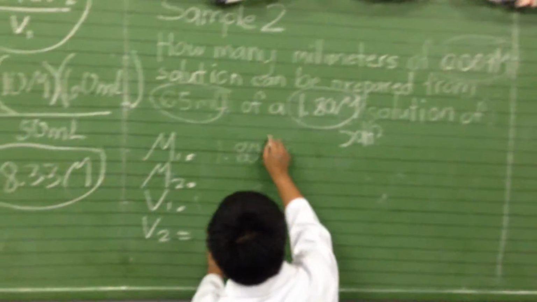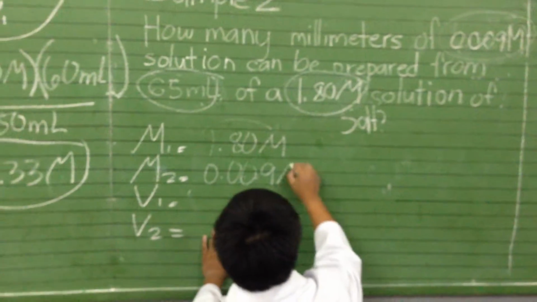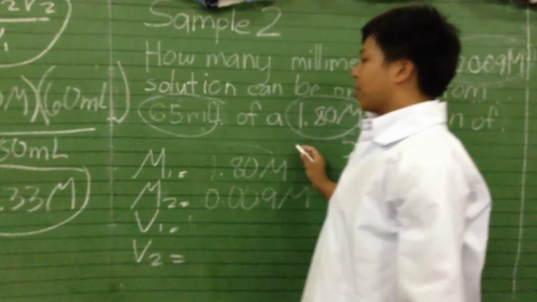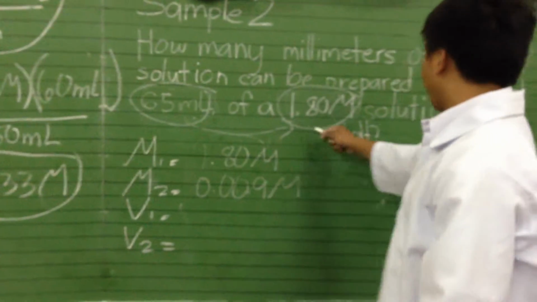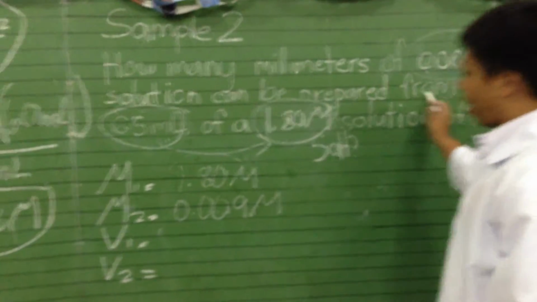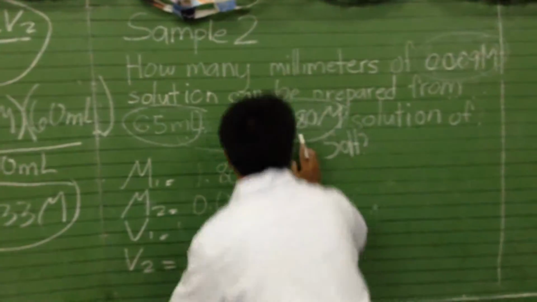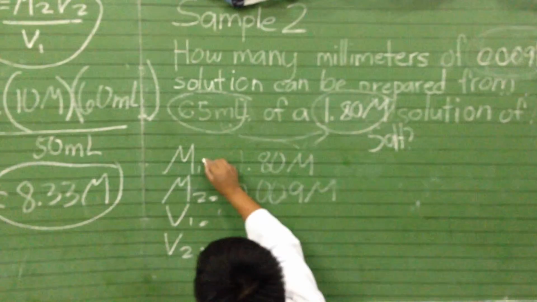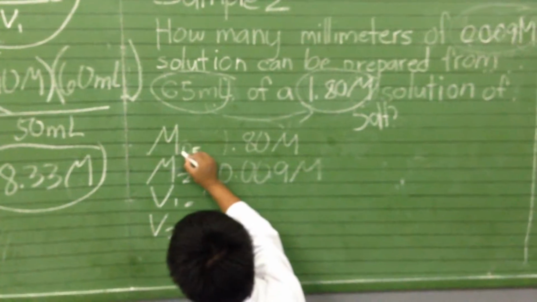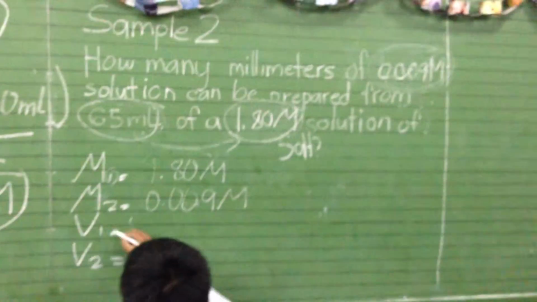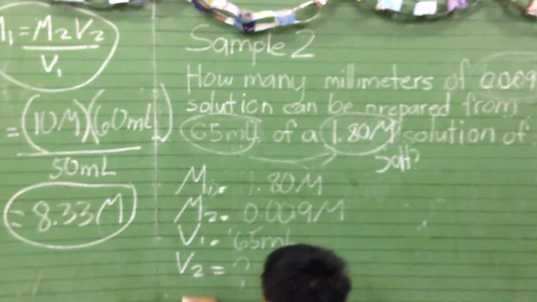And then we have 0.009 M. Now we have to analyze the solution once more. 65 ml is of course paired with 1.80 because it can be prepared from 65 ml of 1.80 M. So 65 ml is with 1.80. If M sub 1 is 1.80, we have to look at the subscript. Here it's 1, so 65 goes here: 65 ml. And now we have to find our V sub 2.